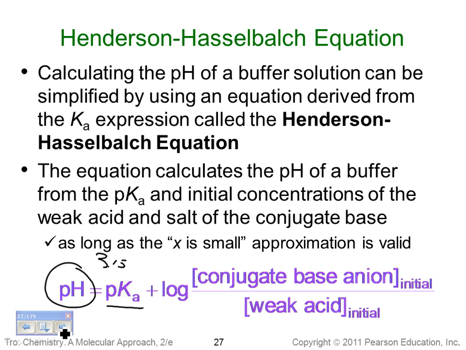What is this, an example from the book? Now, the conjugate base anion concentration was 0.071. Weak acid concentration was 0.14. So the Henderson-Hasselbalch equation says, if I take the log of 0.071 divided by 0.14, whatever that value is, and then I add it to the pKa, I should get my 2.85 that I got all together.